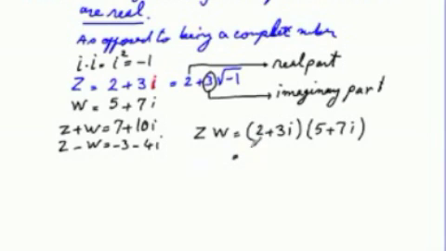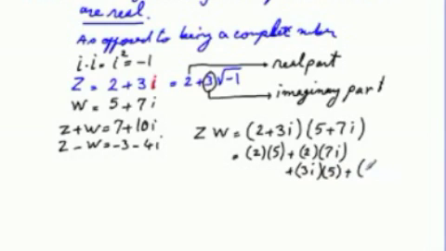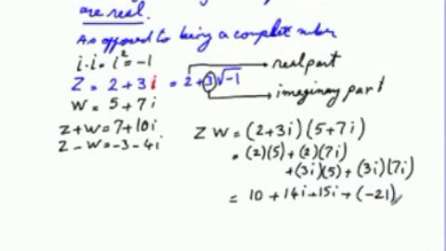You say 2 times 5, 2 times 7i, 3i times 5, plus 3i times 7i. Well, no surprise here. That's 10. What do you think is 2 times 7i? 14i. In this one, 15i. In this one, negative 21. That's the only place you are being careful about. So negative 21. So 10 minus 21, that mixes to minus 11, and these two mix up to 29i.